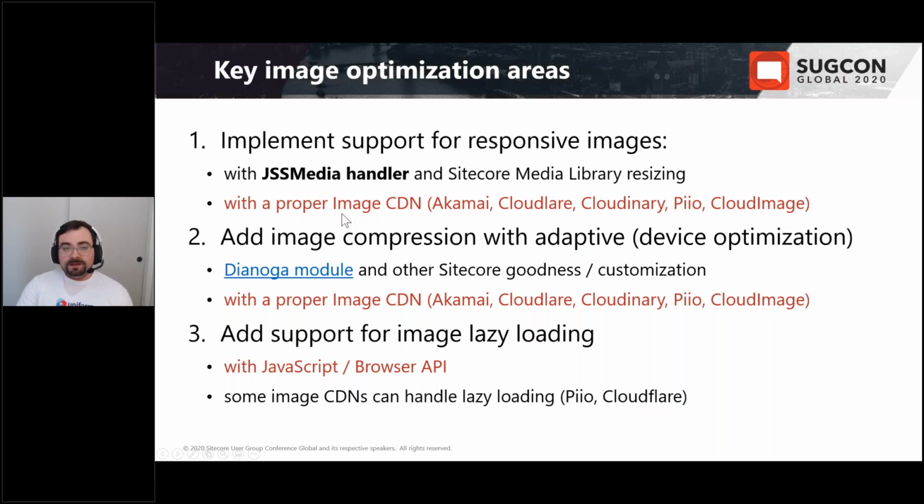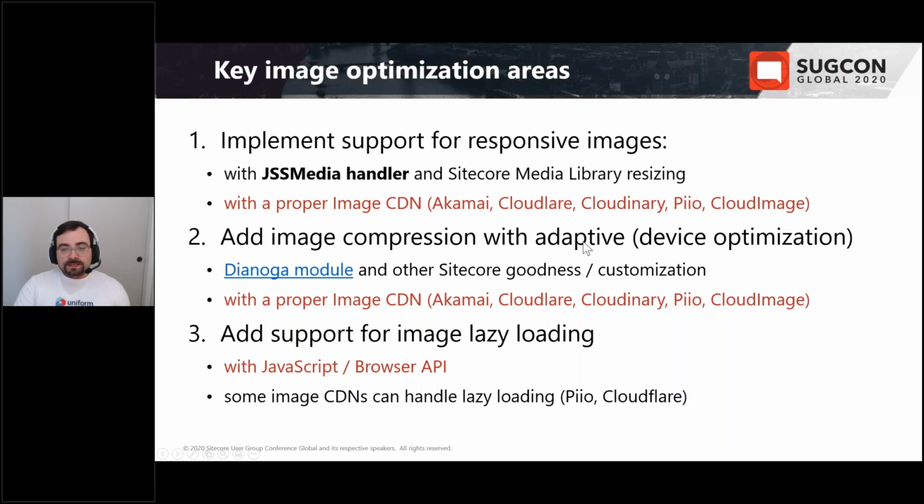Because I'm a lazy developer and I have some budget in my project, I'm just going to use a proper image-capable CDN. There are many options: Akamai, Cloudflare, Cloudinary, Pio, and CloudImage. So many options that are really smart at images and do all sorts of stuff for you, resizing, cropping, optimization, stuff like that. So we're just going to use that.